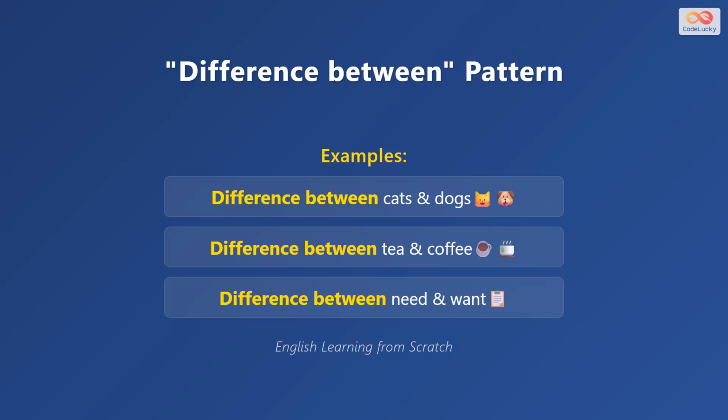To practice difference between, try sentences such as, the difference between cats and dogs is their behavior. Another example is, the difference between tea and coffee is taste. You might also say, understanding the difference between need and want is important. These examples show how difference connects with between to compare things.